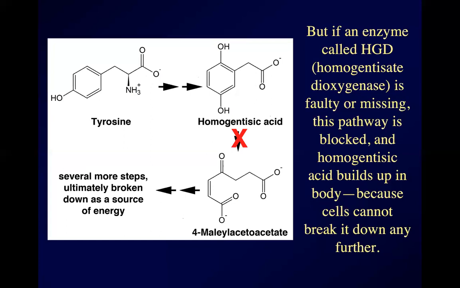So the reason people get alkaptonuria is because they're unable to make homogentisate dioxygenase enzyme. They can't make HGD. They can't turn their homogentisic acid to 4-maleylacetoacetate. So the homogentisic acid just builds up and builds up. The kidneys dump out as much as they can, but some of it ends up in the cartilage and gives people arthritis.